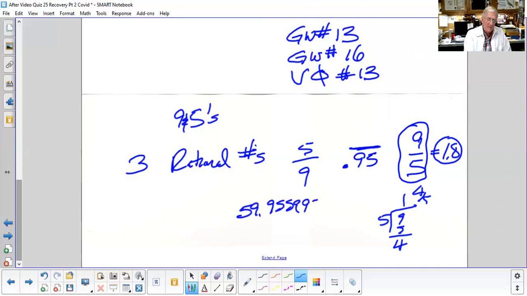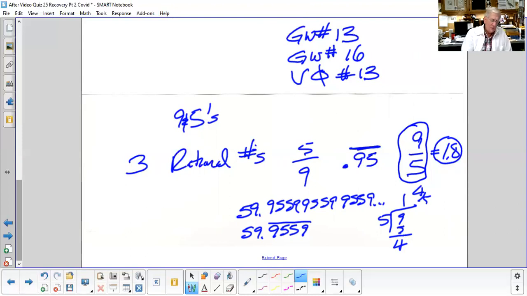59.9559, 9559, 9559 with 3 dots after it. That is, of course, a rational number which is showing repetition, but not with bar notation. In bar notation, it would look like this, right? Okay? All right? All right.